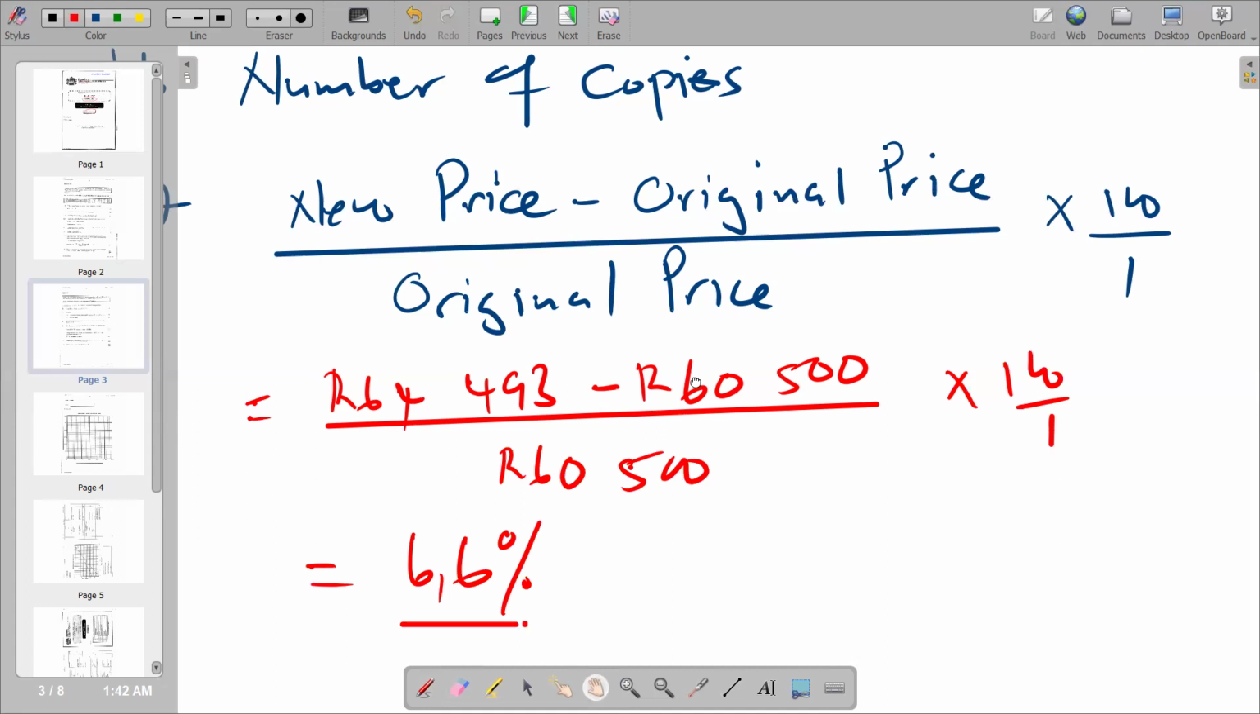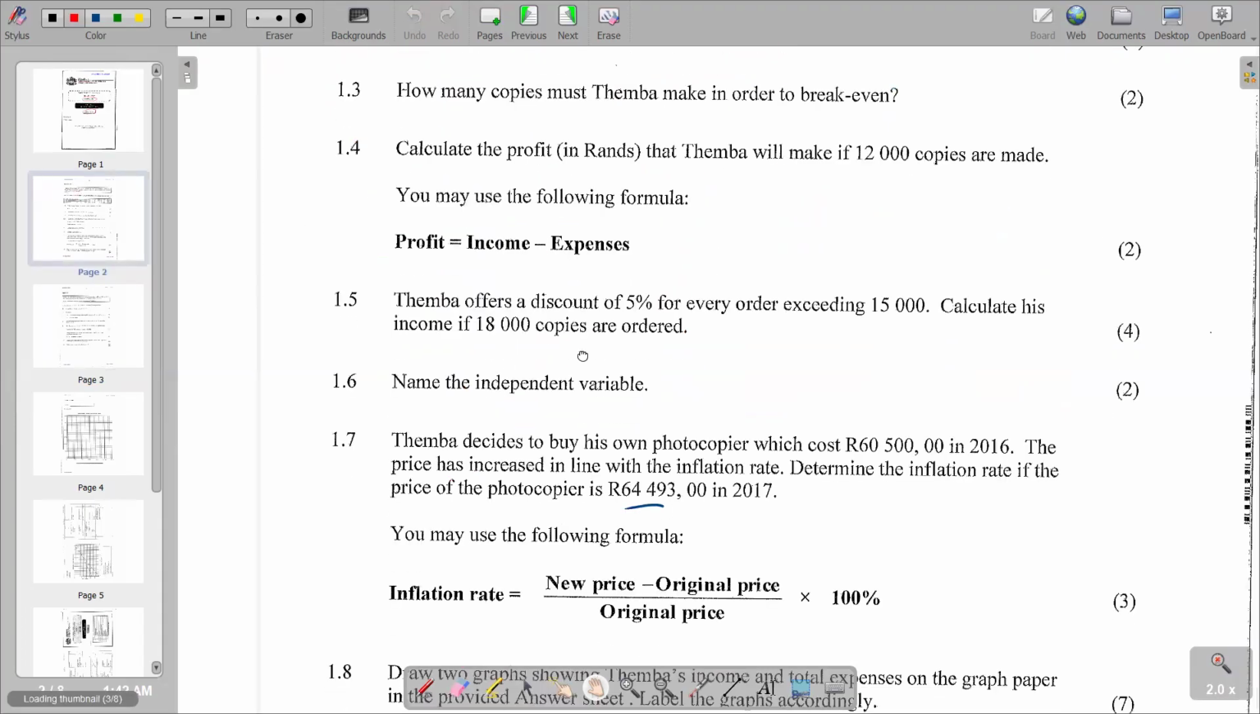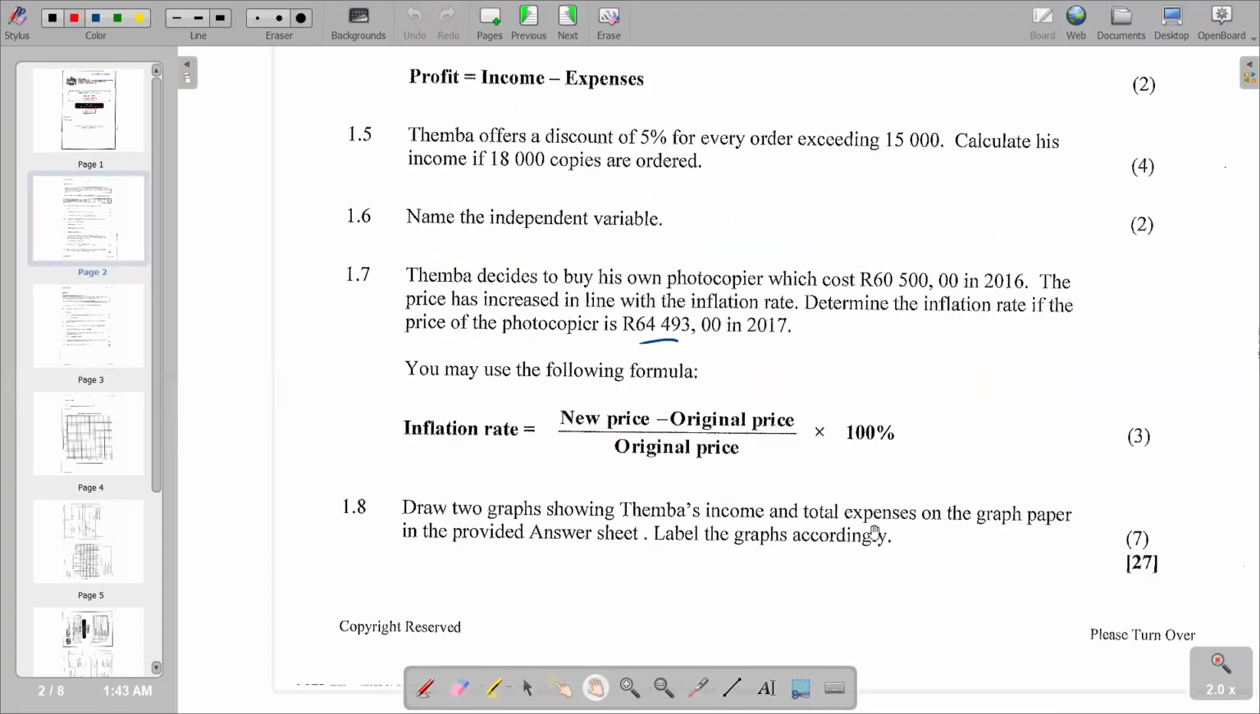So we will move on to the next part of our question, which is now 1.8, saying draw 2 graphs showing a member's income and total expenses on the graph paper provided in the answer book, and label the graphs accordingly. So we try to go to the other section and see what we have.